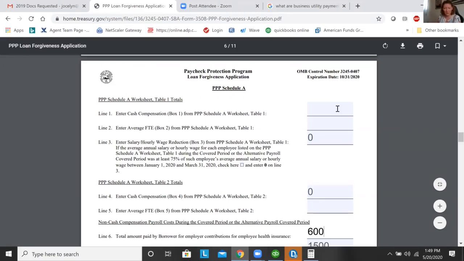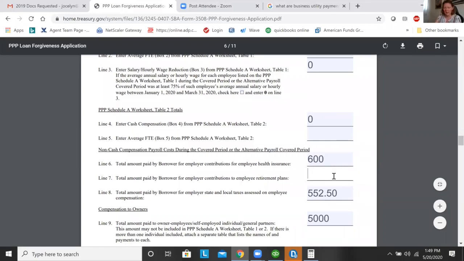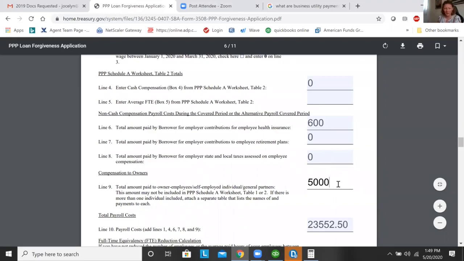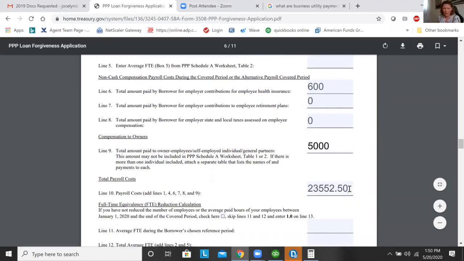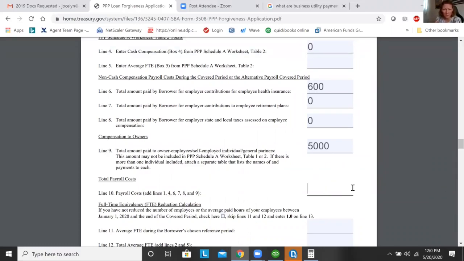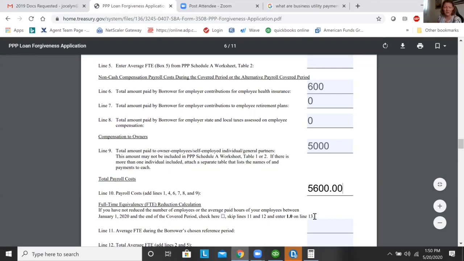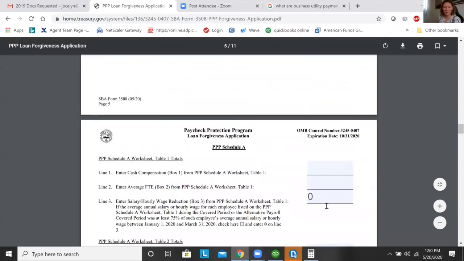So let's say you paid health insurance for yourself. Let's say no state taxes, no retirement plans. And what you paid yourself was $5,600. So $5,600 here, this is line 9. Total amount paid to owners, self-employed, general partners may not be included in worksheet table A, 1, or 2, because typically you don't have a 941 on a self-employed individual who's filing Schedule C. So your total payroll cost is $5,600. That goes on line 10, which then goes to line 1.